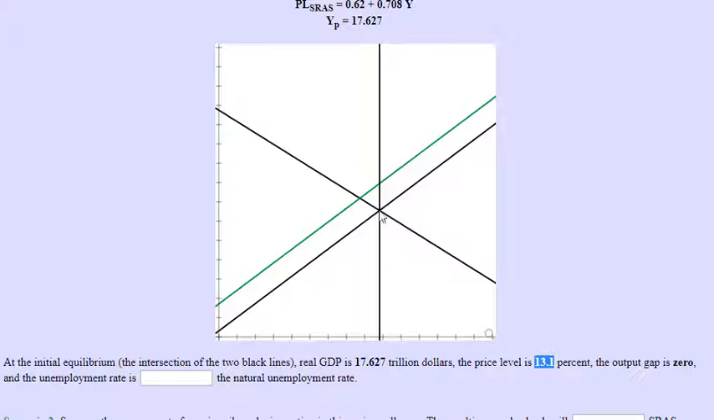At the initial equilibrium here, real GDP is equal to potential, which is why short-run aggregate supply and aggregate demand cross at long-run aggregate supply. The output gap is zero, which means the unemployment rate is equal to the natural rate of unemployment.